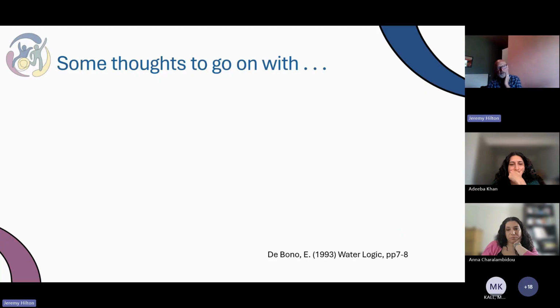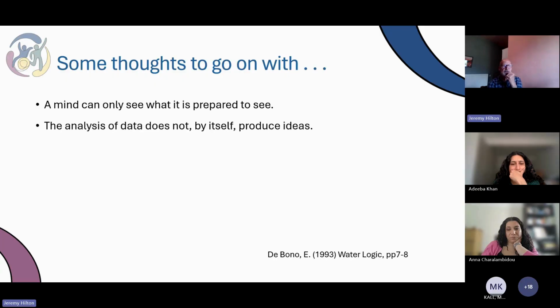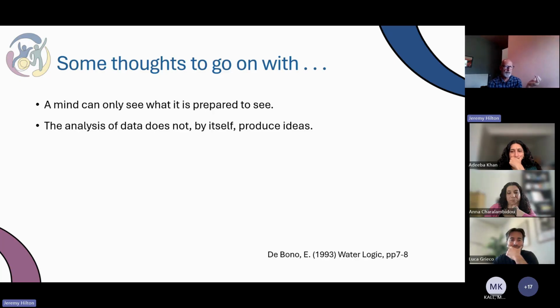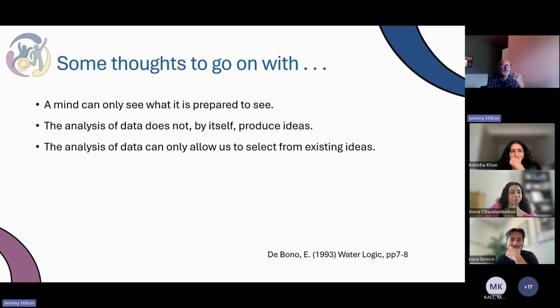So some thoughts to go on with. This is sort of the pause at the first part: we can only see what we're prepared to see. Sounds a bit trite, but it's true. What we're prepared to open our mind to. Some may disagree with this, but actually analysis of data doesn't by itself produce ideas. It can tell you something, and this is the great AI debate, does AI give ideas? Increasingly it might, but really it's working with the data it's learned, and we don't always know what that data is. But actually, analysis of that will often only enable you to select from existing ideas.